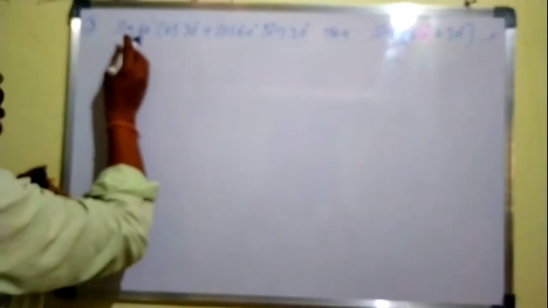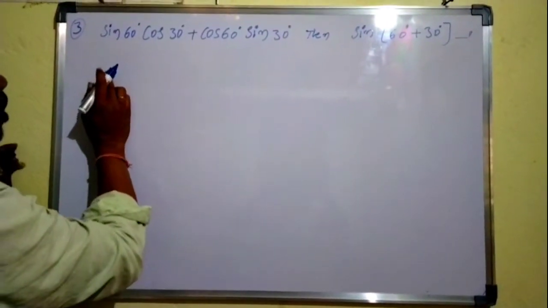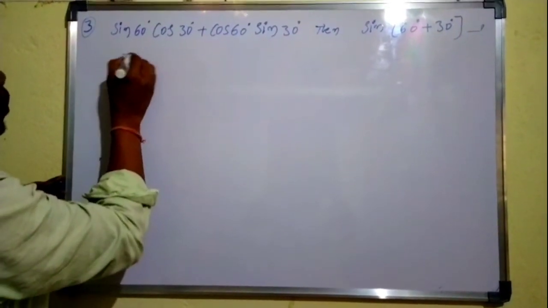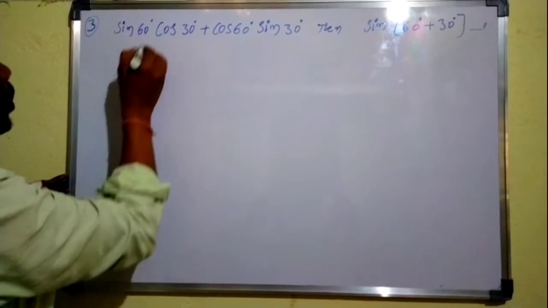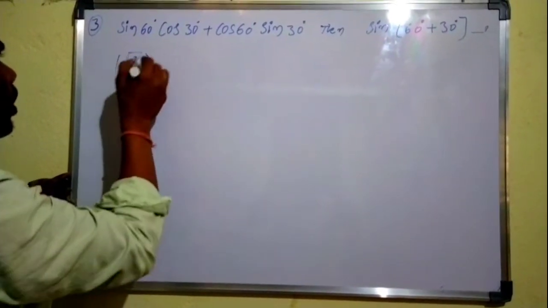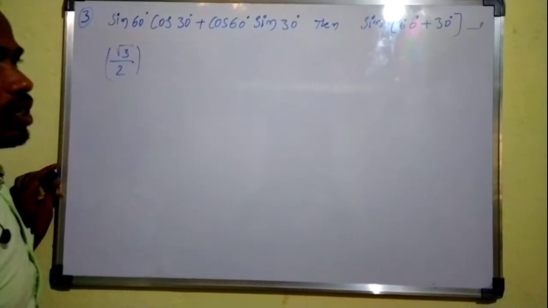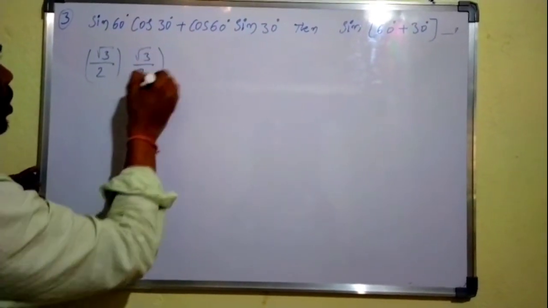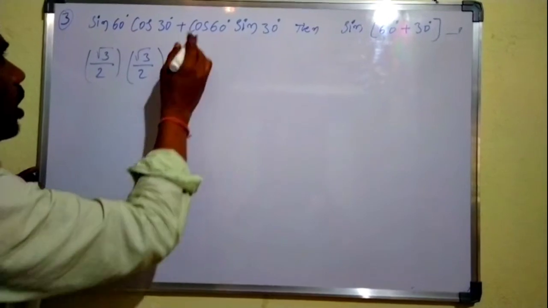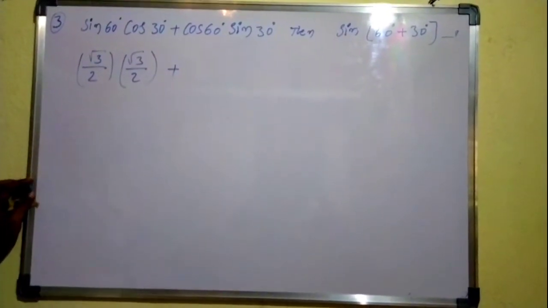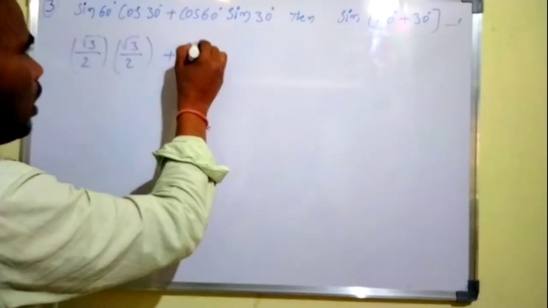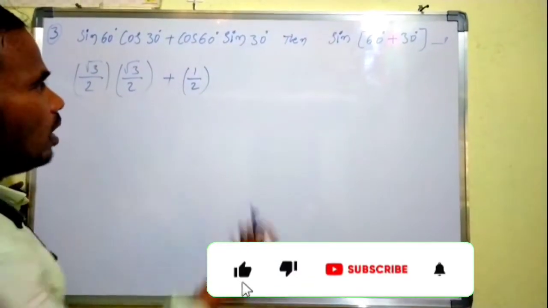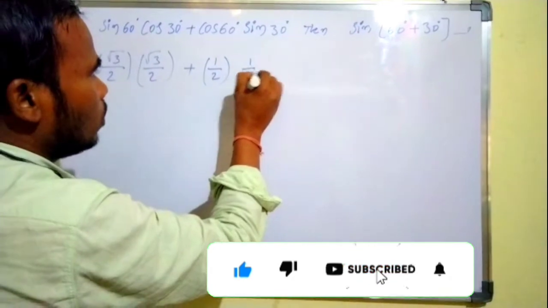So what is that? Sin 60 value is equal to root 3 by 2, into cos 30. Cos 30 is equal to also root 3 by 2. Plus cos 60. Cos 60 is equal to 1 by 2 into sin 30. Sin 30 value also 1 by 2.